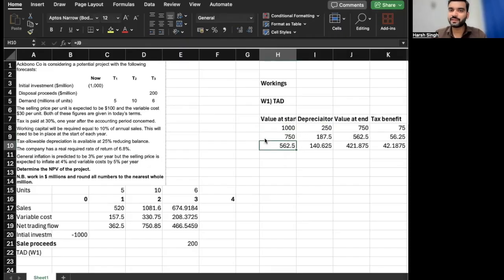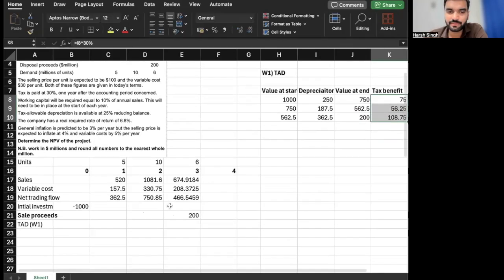We have year 2 as well. But can you notice one thing, everyone? At year 3, when the value is 562, my value at end is supposed to be 200 only. So what will be the depreciation amount? This amount minus this amount. Why am I doing that, everyone? It says very clearly in the question that the value at end will be 200. Value at start is 562. So what is the depreciation that I'm supposed to charge? 362.15. And then I'll get the tax benefit as well.